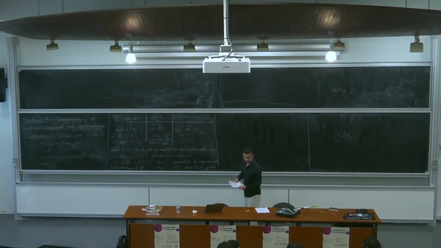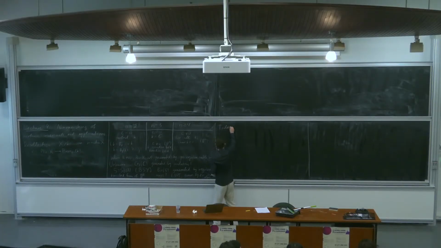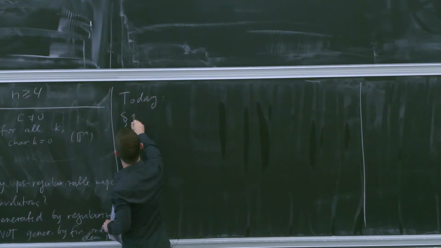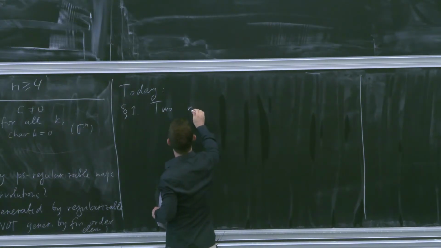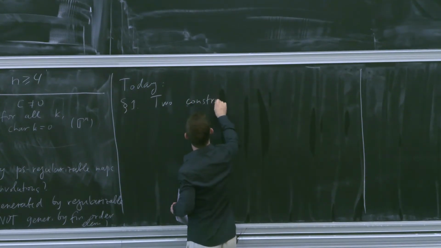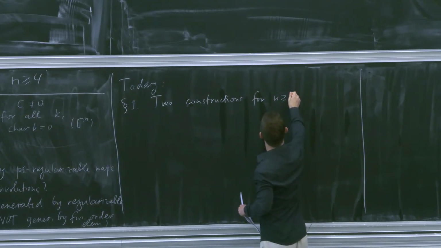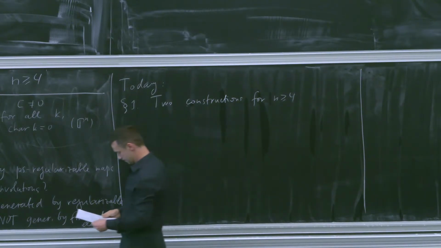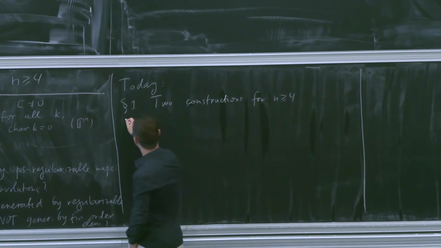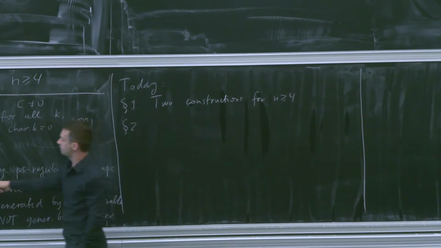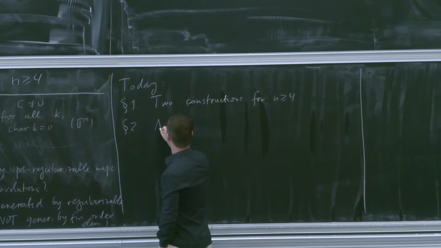So the plan for today is as follows. There'll be 3 things I want to tell you. First, I'll explain 2 constructions for non-vanishing for n starting from 4. Then there'll be another application. So this is a standard application, and I'll explain a new application to special Cremona.